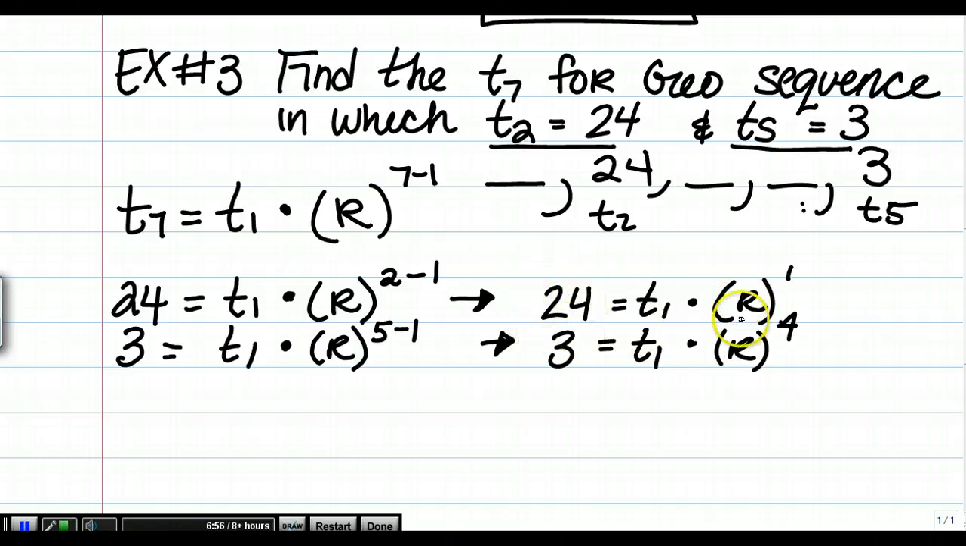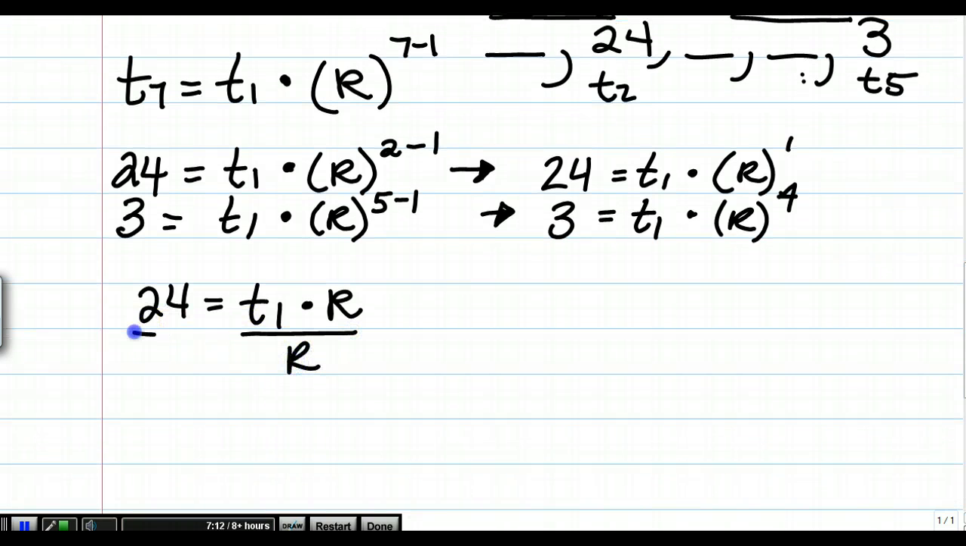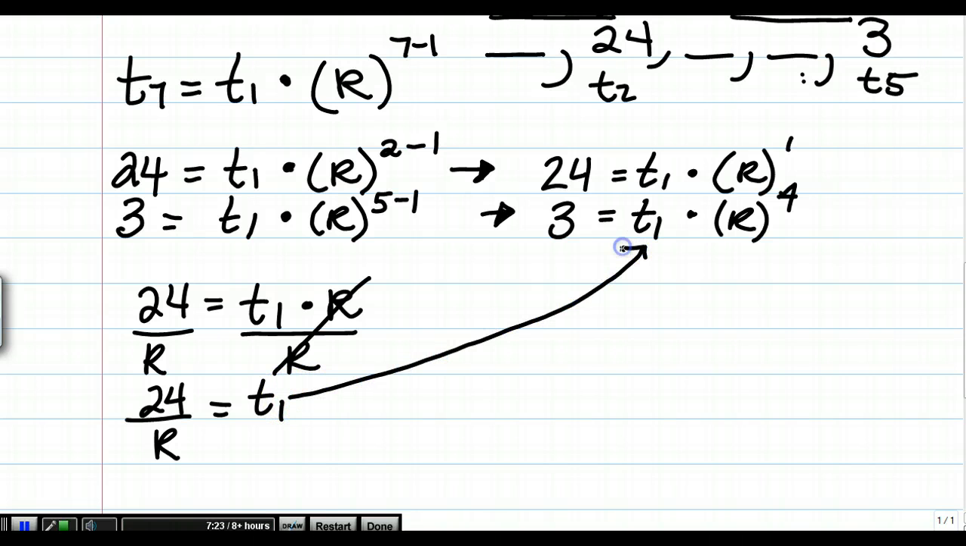So what you want to use is substitution. So we're going to use this top one right here, and let's get T1 by itself. So if we have 24 equals T1 times r, and r to the 1 is just r, we can go ahead and divide both sides by r, and you would have 24 over r equals your first term. You can then substitute that in for T1. So we'd have 3 equals 24 over r, times r to the 4th power.